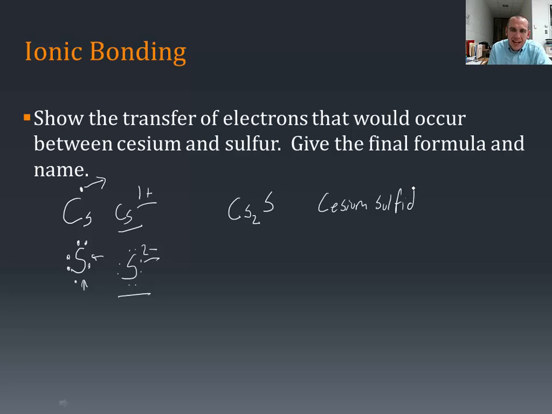Cesium sulfide. Just like before, we change the name to cesium sulfide. The ending goes to IDE. This is the formula for cesium sulfide. It tells me 2 cesium ions for every sulfide ion.